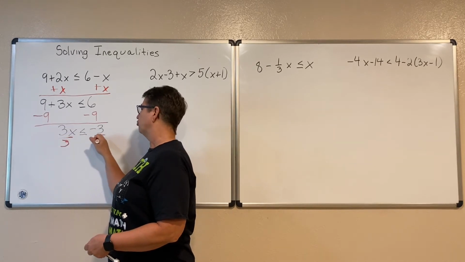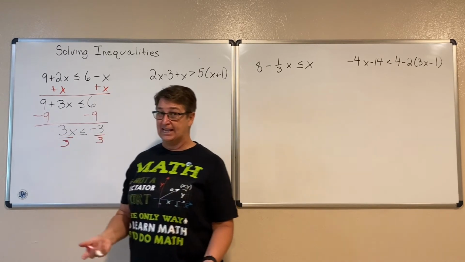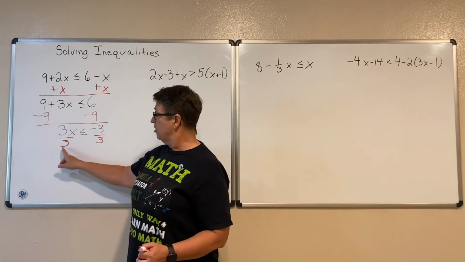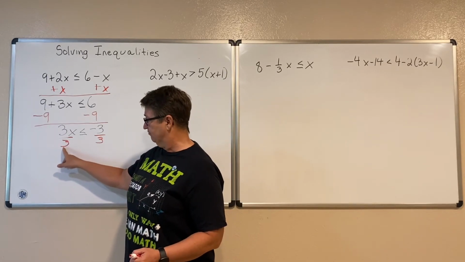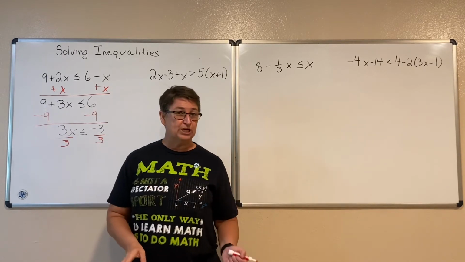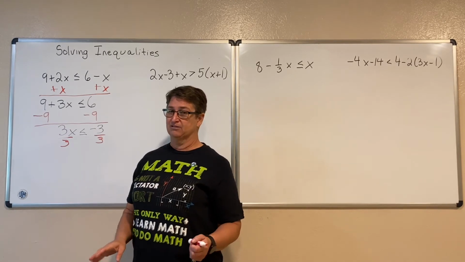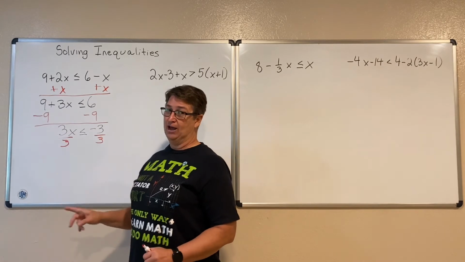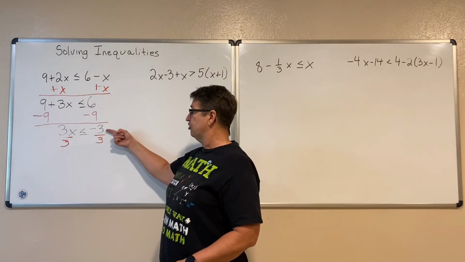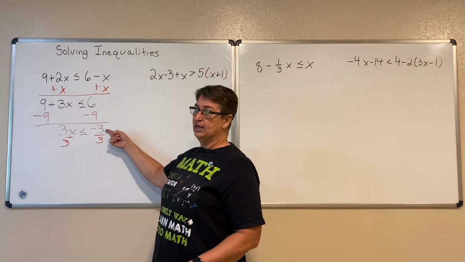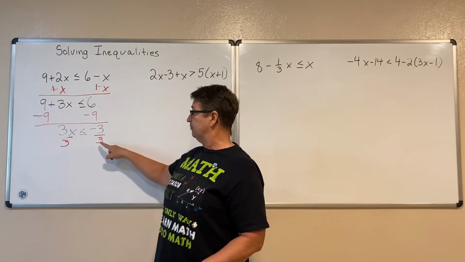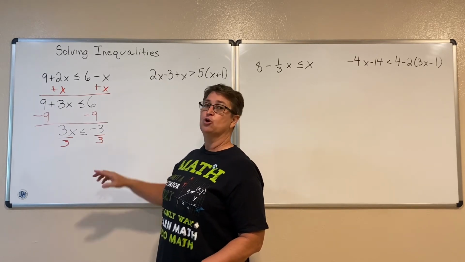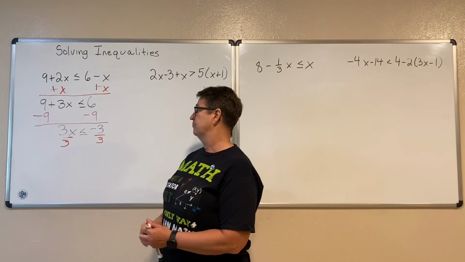I am not multiplying or dividing by a negative number. I'm just dividing by a positive 3. So I don't need to worry about flipping the signs. If I were dividing by a negative 3, then I would have to worry. So even though the numerator is negative, it doesn't matter. It's only if I'm dividing by a negative that I have to flip the signs.